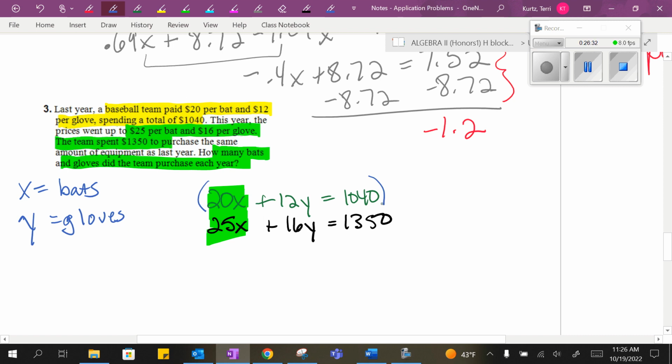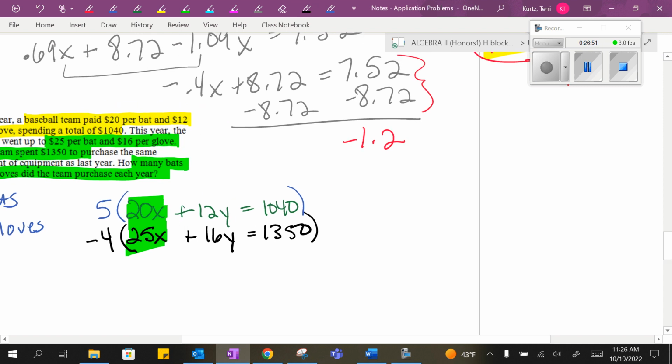So to make 20 100, I need to multiply it by 5. So I'm going to multiply this entire equation by 5. And to make this equation have an x coefficient of negative 100, I'm going to multiply it by negative 4. So if I multiply 25 times 4, I get 100. I need it to be a negative 100. So if I come over here and do that, I'm going to distribute this 5. So I get 100x plus 60y equals 5 times 1040 gives me 5,200.